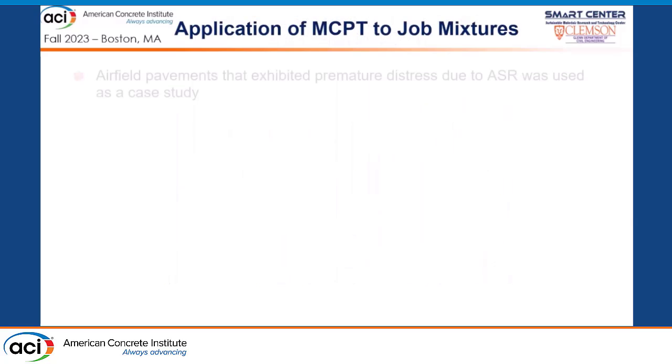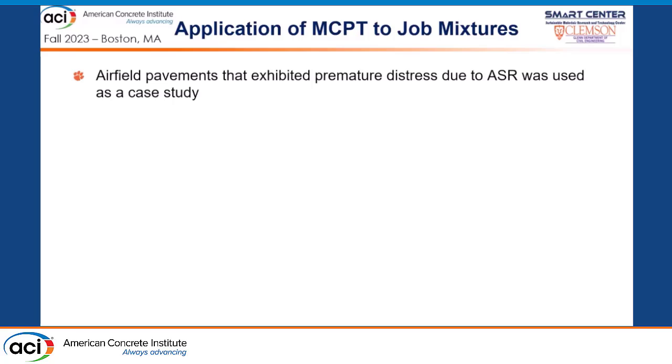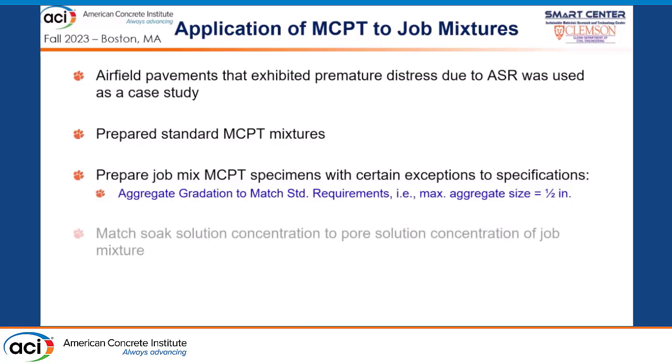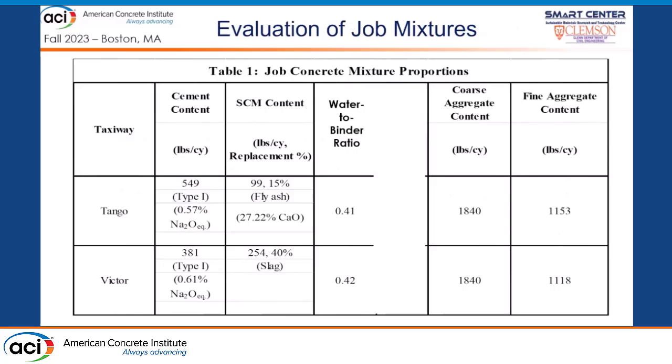So how do we apply all of this to the job mixture? I wanted to share a case study where I was able to run this concept with some airfield pavements that I worked on a few years ago that exhibited premature distress due to ASR. And so what we did was we prepared MCPT mixtures and we went through this process where we matched the pore solution with the soak solution, right? And so the 2 job mixtures, I'm going to call these Taxiway Tango and Taxiway Victor. These were from the same airfield pavement.